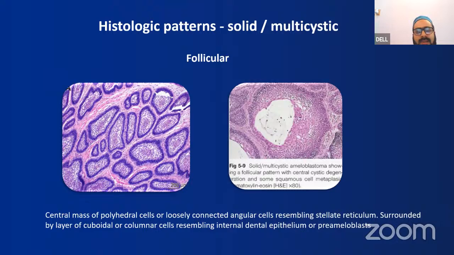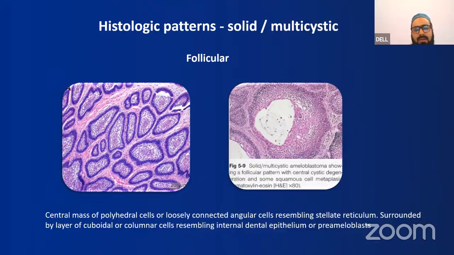Now, coming to the histologic patterns, the most common patterns are the follicular and the plexiform type, and there are some other variants, but in most cases these two variants will be seen histologically. These histologic subtypes have no role in the prognosis or the treatment options, or it doesn't affect the treatment, and these are just for histologic significance.